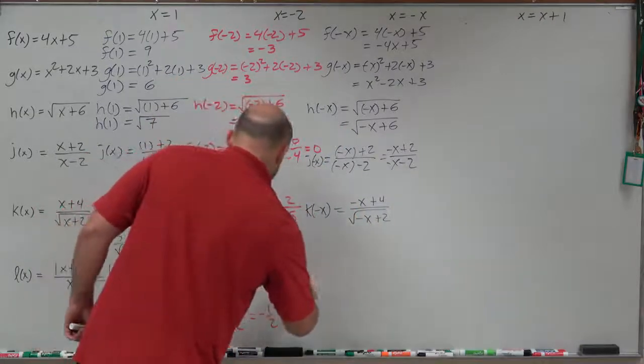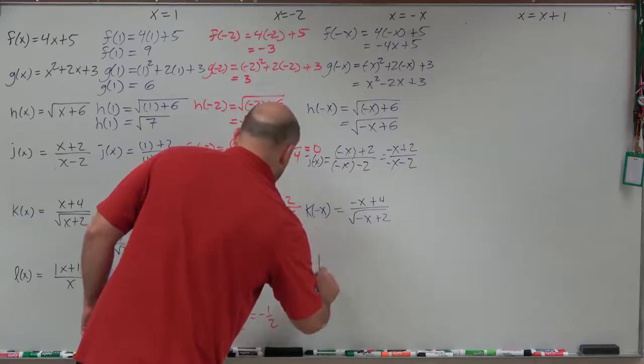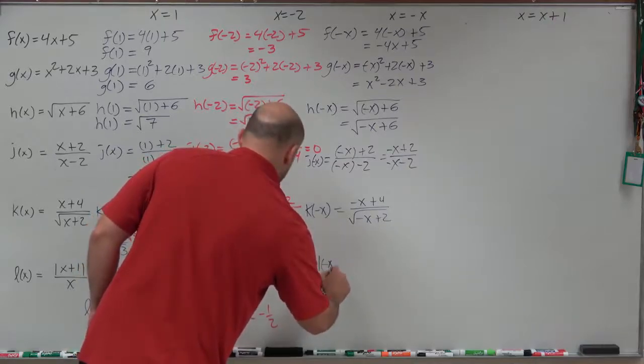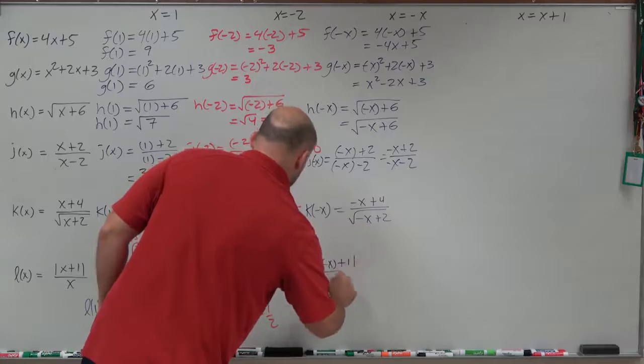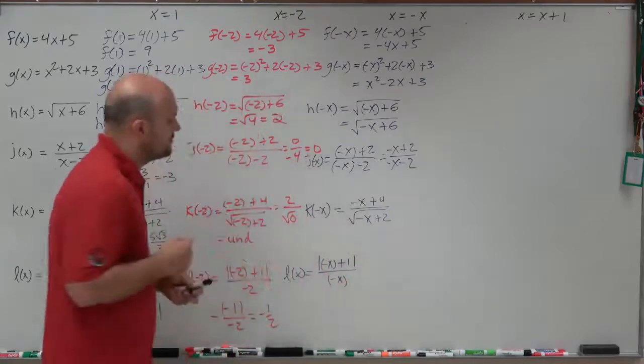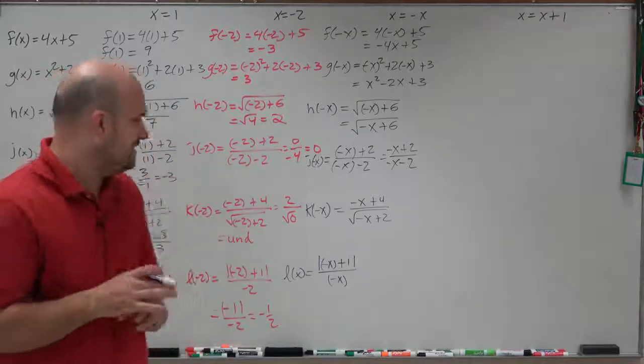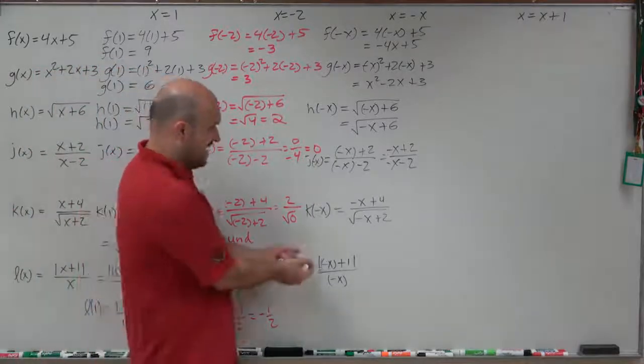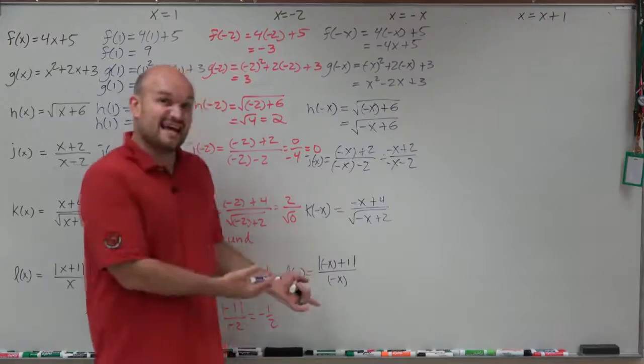And then last but not least, I have L of x, which is the absolute value of negative x plus 1, all over negative x. Now, what's important on this one is a lot of students will get confused when they take a look at the absolute value and believe that the absolute value is going to undo this negative sign here.